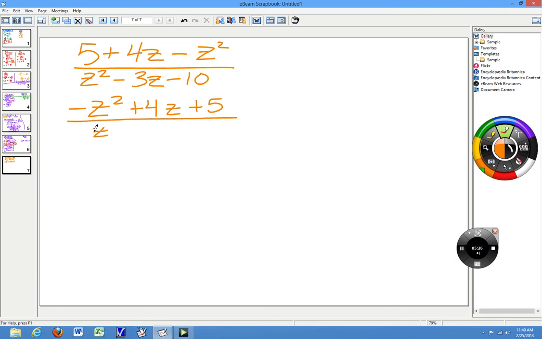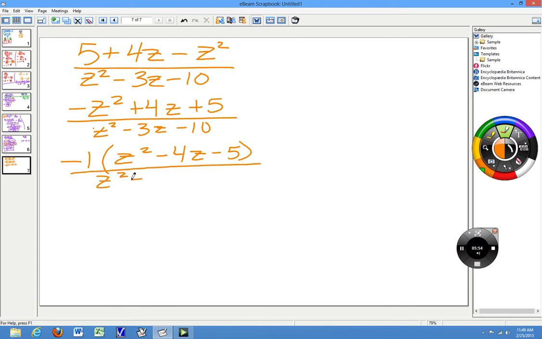Is there anything wrong with doing that? No. But what are we going to do first, before we factor this into two binomials, Aaron? Take out a negative. So we're going to factor out a negative 1. And what am I left with? Caitlin? Z squared minus 4z minus 5. Over, and we still keep the rest. Okay, now what? Now what's my next step? Olivia? Factoring out. Okay, tell me what I'm going to get for my numerator.